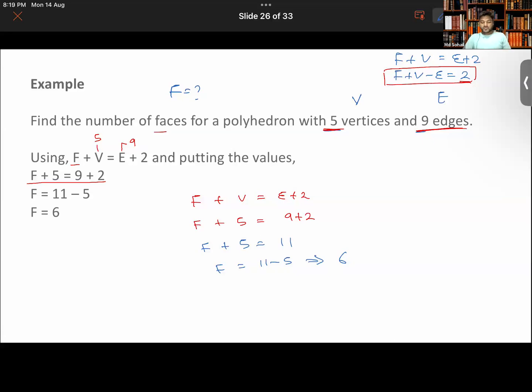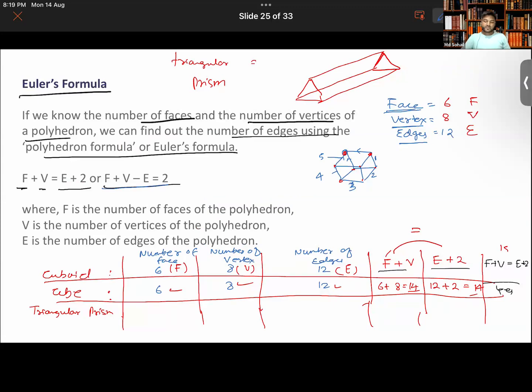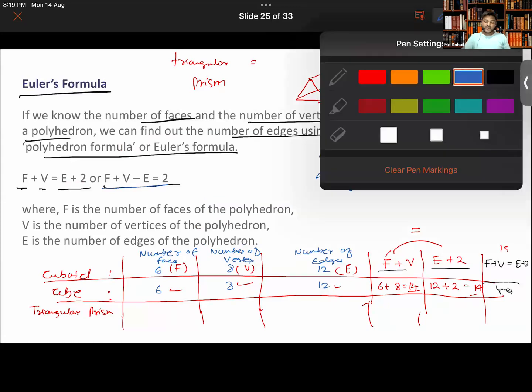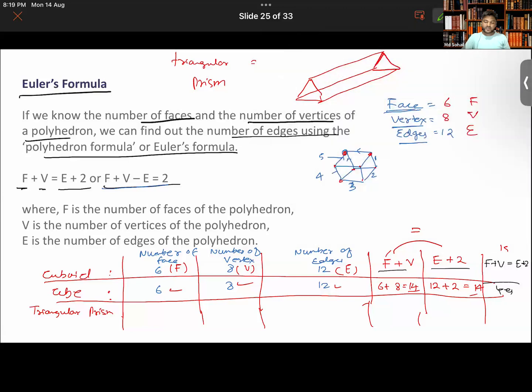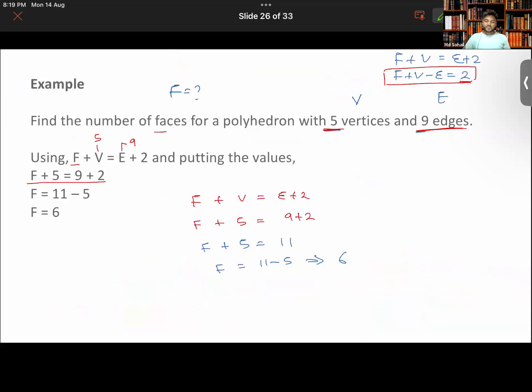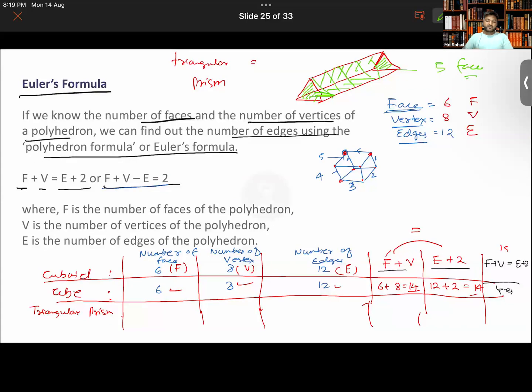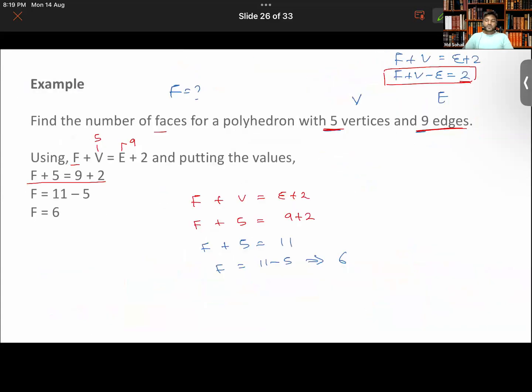Look, in a triangular prism, how many faces did we have? If you were to look at it, this one face, this one face, this one at the back side, and this bottom one. There were 5 faces in this one. So you have the example of cube and cuboid. Those are the polyhedrons where you have got 6 faces.